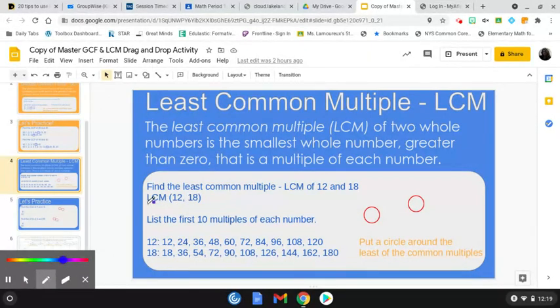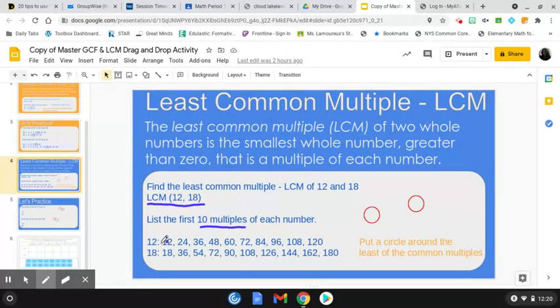So this is another way it can be written. Least common multiple of 12 and 18. Now this one says list the first 10 multiples of each number. You don't always have to do that. You need to list as many multiples as you need until you find the least common.